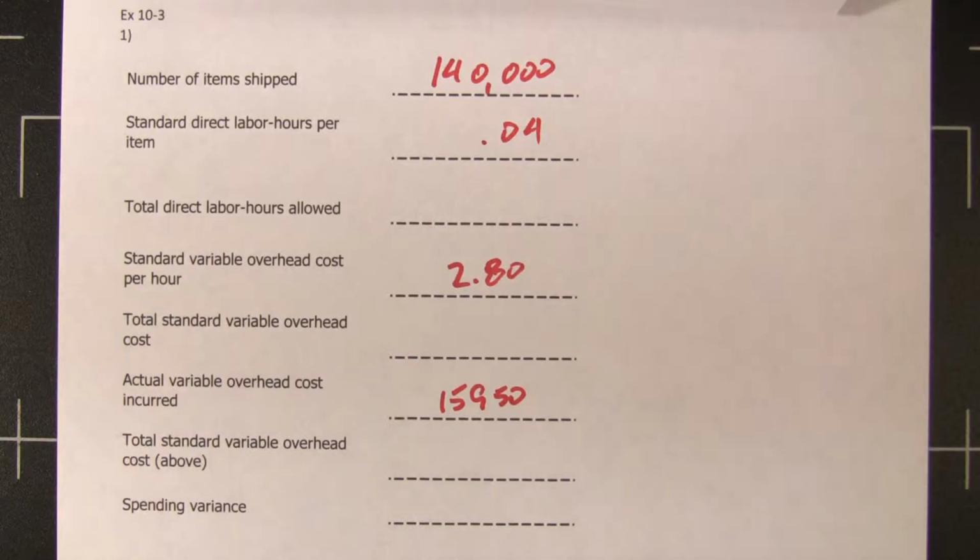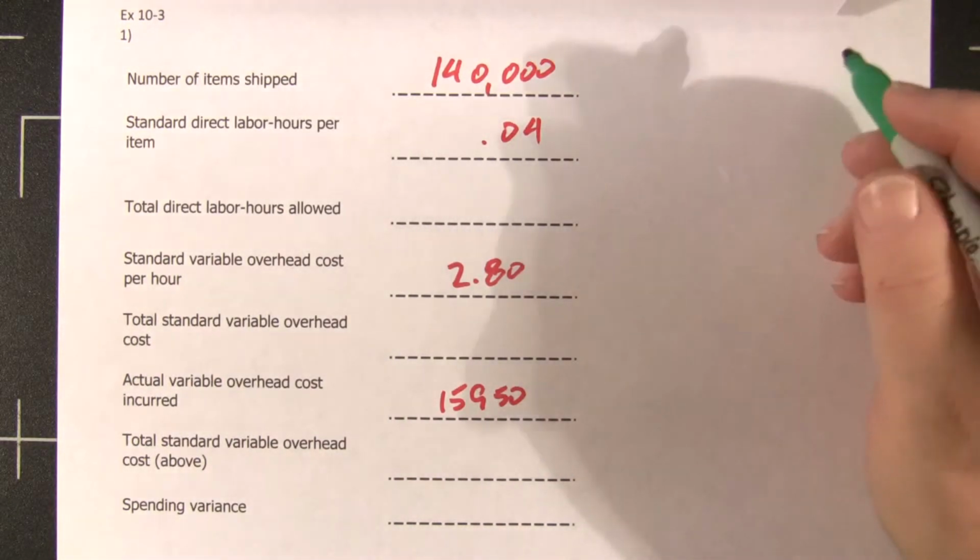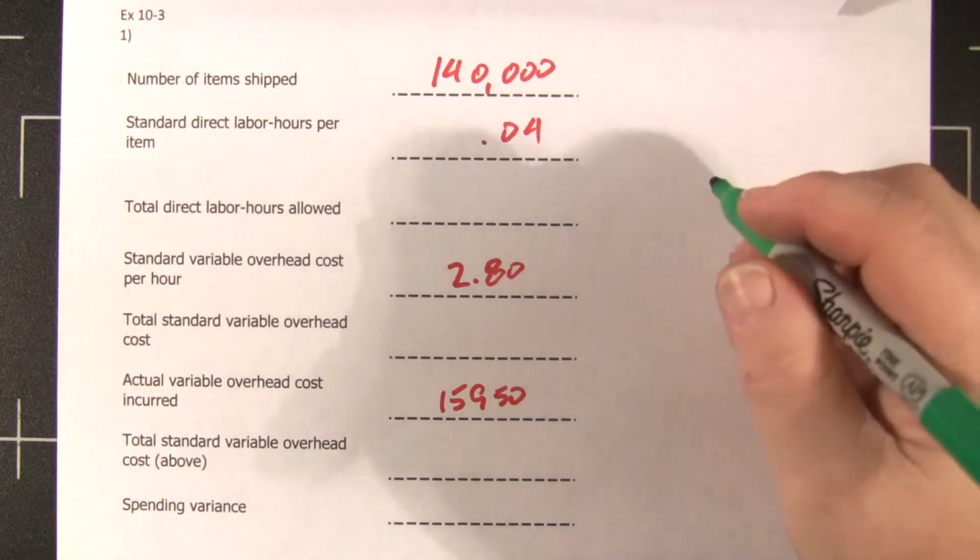Okay, 10.3 asks us to look at variable overhead variances. And again, remember these variances are always the same. You're always comparing standard to actual, and comparing that to actual use times standard rate. They always stay the same, okay? So, the red numbers are the information given, so let's go through and do some arithmetic.